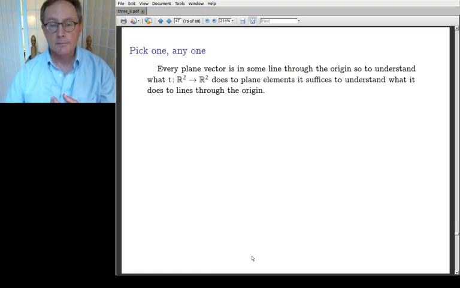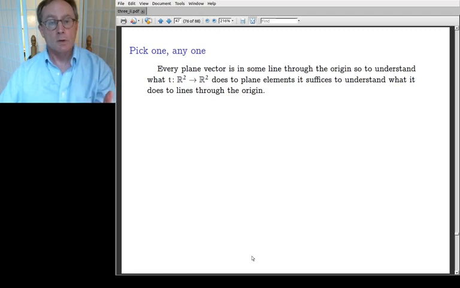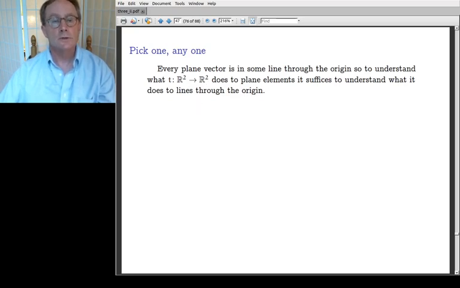Multiples of v. Okay, so again, I talked about how lines map to lines, and you can figure out where any point in the line goes by knowing where one point in the line goes. So how does that help me picture homomorphisms? The answer is that every plane vector, except for the origin, is a non-zero member of some line through the origin. So to understand what a map from the plane to the plane does to plane elements, it suffices to understand what it does to lines through the origin.